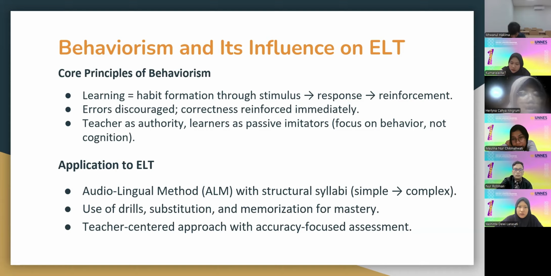And the application to ELT is the audio-lingual method, ALM, with a structural syllabus. Behaviorism underpins the ALM, which employs a structured syllabus progressing from simple to complex patterns. Through drills, substitution, pattern practice, and memorization, learners develop automaticity in target language forms, with assessment focusing on accuracy. Next, please.